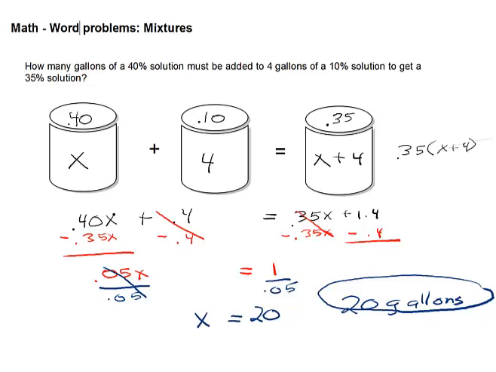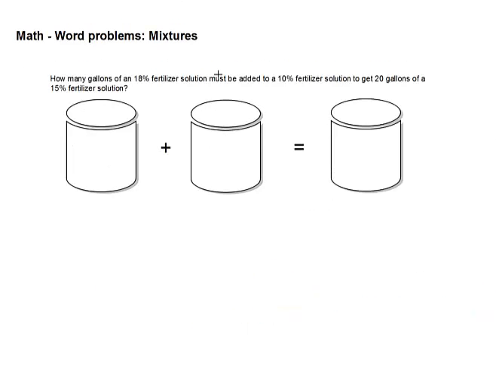Now let's try a different story problem that might be set up a little bit differently. This one says, how many gallons of 18% fertilizer solution must be added to 10% fertilizer solution to get 20 gallons of a 15% fertilizer solution? So again, it says how many gallons, so we don't know. So that is our variable. So we'll put that in here.